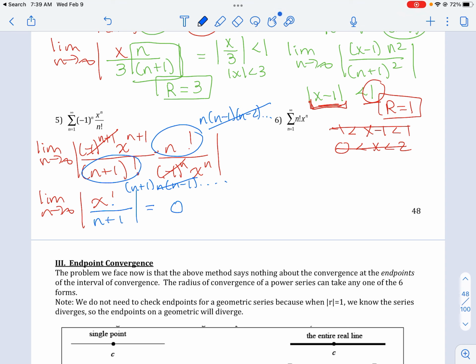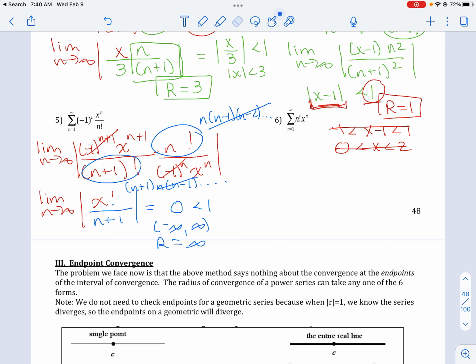Remember, ratio test says it only converges if this is less than 1, but we always get 0 for this limit, which is always less than 1. So this is going to converge for all values of x, right? This limit is always 0. So our interval of convergence is actually negative infinity to infinity because it's every single number. So then your radius of convergence, the center of this is really 0, but you're going infinity in either direction. So this is a special case.